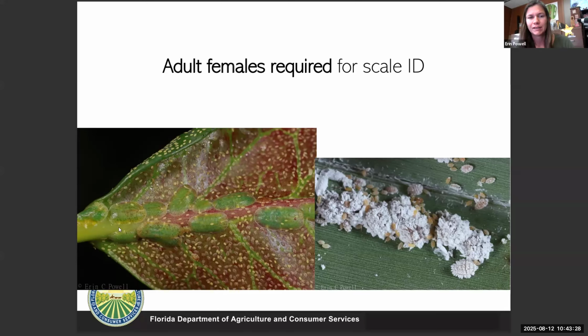So an example would be Croton scale. I think a lot of times you'll see the male pupae or the nymphs on the underside of the leaves. But actually what's needed are these big green gherkins on the stems here, or on the mid vein of the plant. So the adult females for identification. Similarly, on the right here, I have coconut mealybugs. You can see there's a lot of different nymphs up here in the top right corner, but I would need these big chunky adult females to be slide mounted for identification if I were to need to put a species name on them.